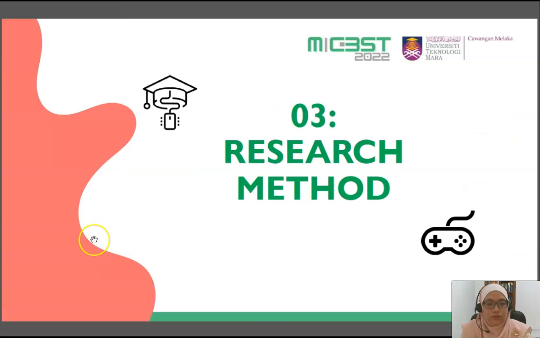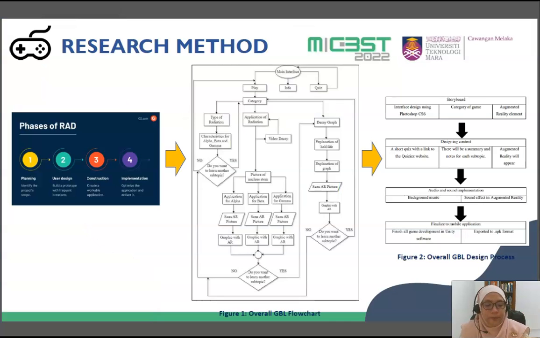Let's move on to the third section of this paper, which discusses the research method. For the development of the proposed application, we use the RAD methodology that consists of 4 stages, starting with planning, user design, construction, and implementation.